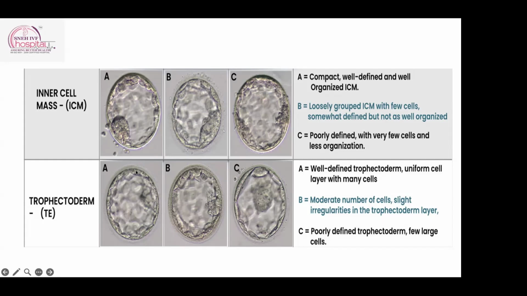Similarly, with trophectoderm, if the cells are well defined, uniformly layered, and tightly packed, as in the first image, it is A. If they are moderate, it is B. See, in the upper edge, we have well-defined, tightly packed cells, and here we have loose and poorly defined cells. In the third one, we have an all poorly defined trophectoderm with a few larger cells.